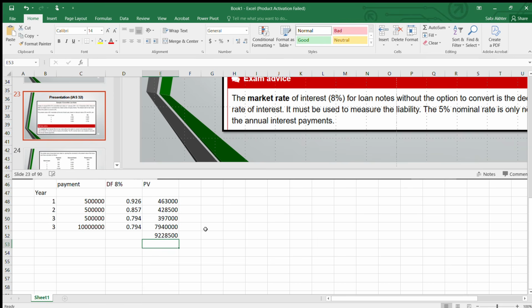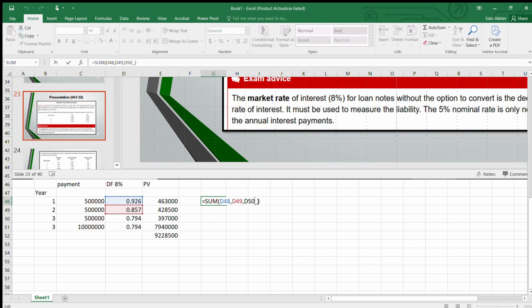Cumulative discount means, see, all these 3 have the same cash flow. So just add all these 3. Okay. And see, so it's this, just put comma, and this. Basically, you are doing what? You are finding the annuity factor. So the annuity factor is 2.577. So you multiply this with 500,000.